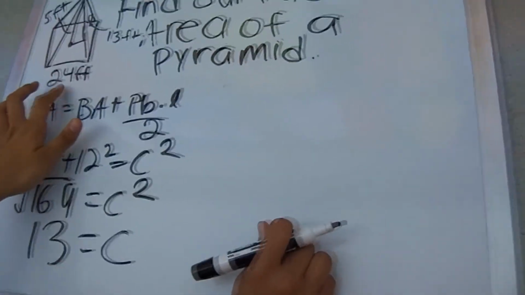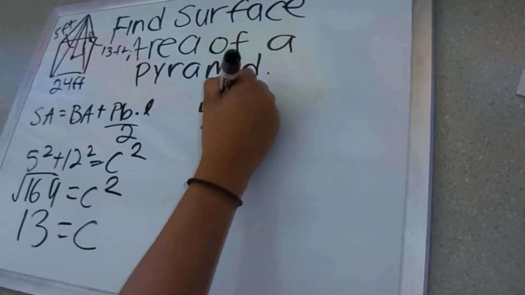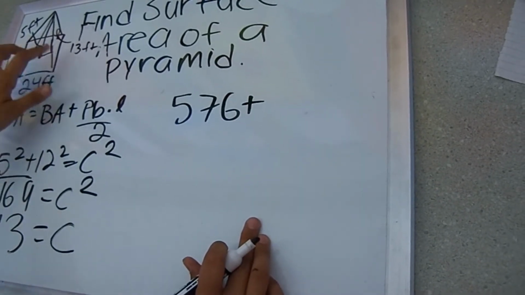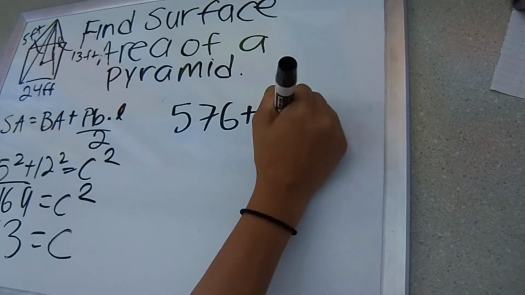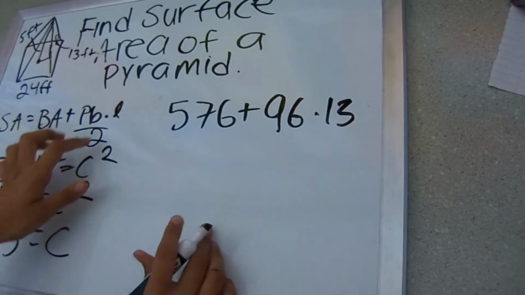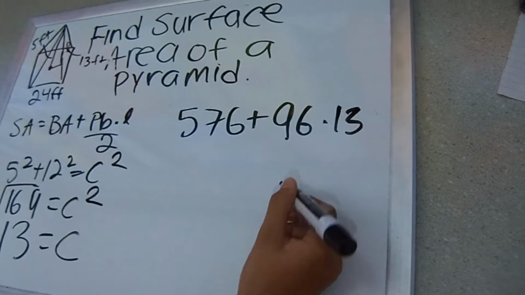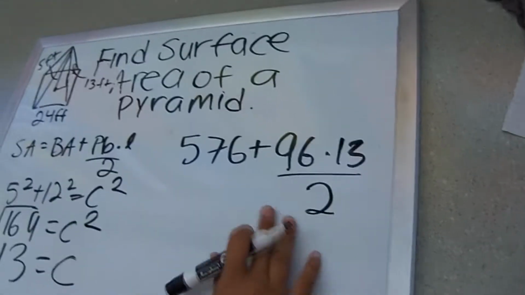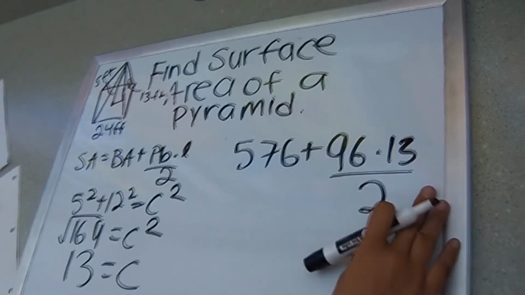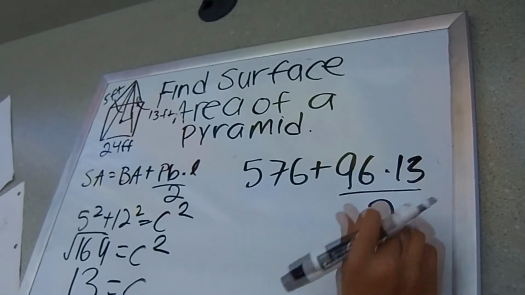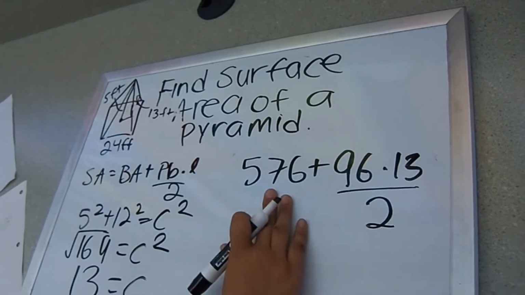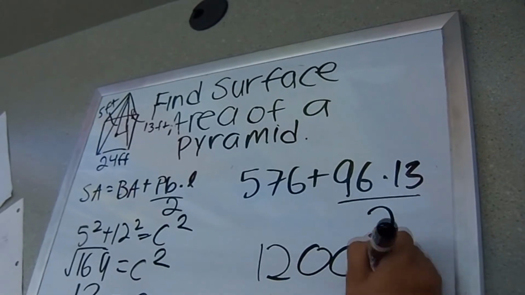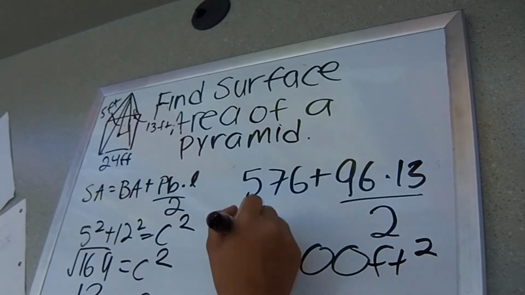So then you first find 24 times 24, which is 576, plus 24 times 4 because it has 4 sides, which is going to be 96 times 13 because of the lateral area. And then from there, you would have to divide this part by 2. And if you multiply these and then divide by 2 and then add 576, you would get 1,200 feet squared. And that would be the answer.